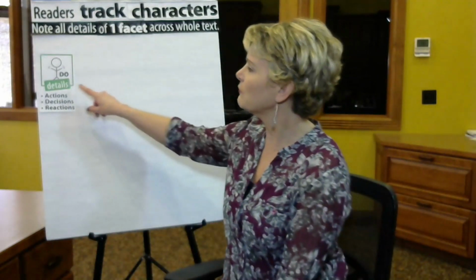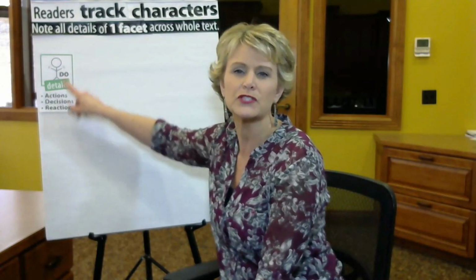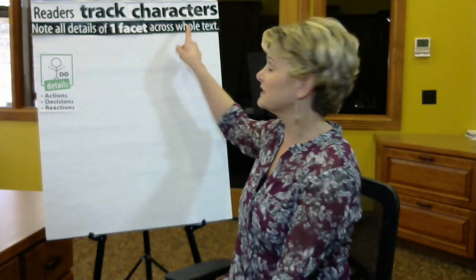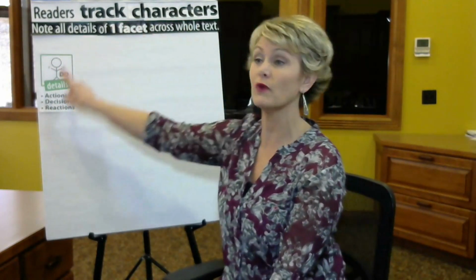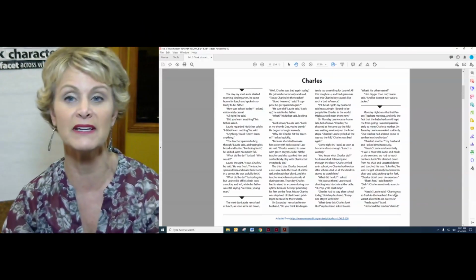When we're tracking character details, so far we've learned that we want to look at what the character did in the story. What did he do in the beginning? What did he do in the middle? What did he do at the end? What were his actions? What were his choices? What were his reactions? We really collected that as we looked at the passage Charles. Remember that from the previous lesson?